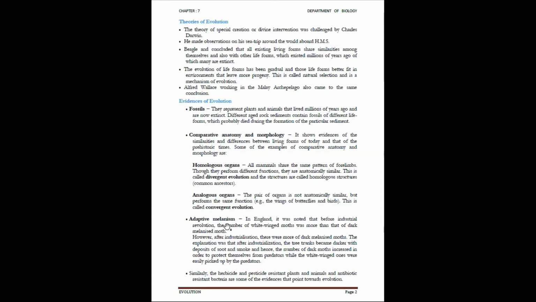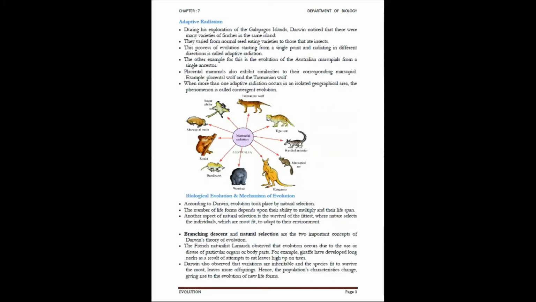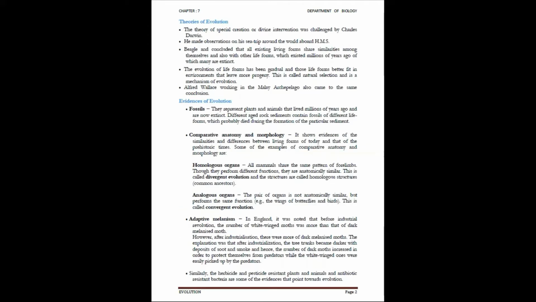And adaptive melanism, yes, this is a definite question to be asked for 3 marks, or it can be asked for 5 marks. For 3 marks, you can only give the explanation of what all happened because of the adaptive melanism. But for 5 marks, you have to draw the diagram of the moth, the moth which is dark and the moth which is white in color. So you have to give a depiction with the help of a diagram.